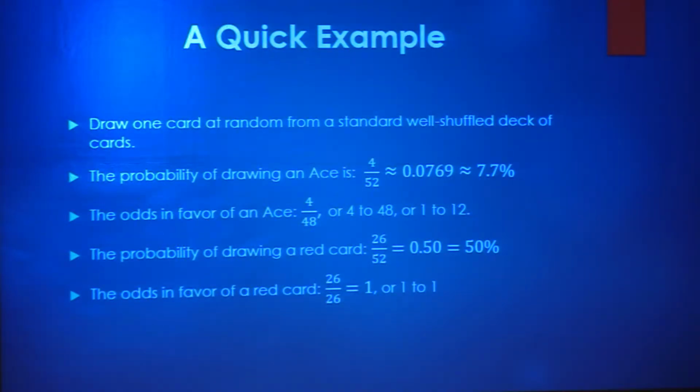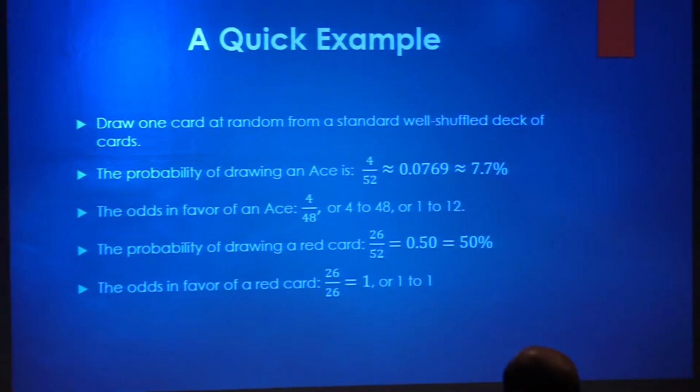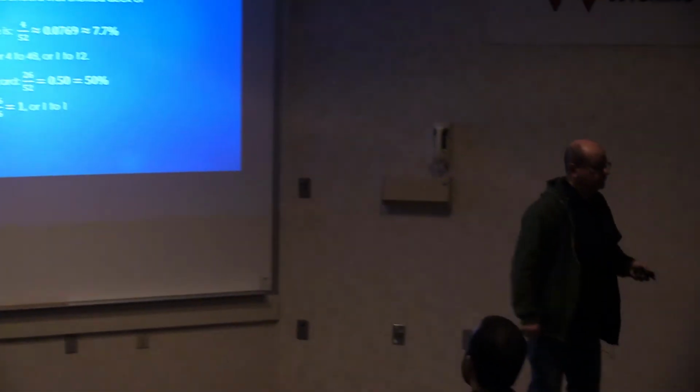The probability of drawing a red card is 50%. Half of your deck is comprised of red cards, and that's 26 out of 52, or 50%. But the odds is 26 to 26. I have 26 favorable and 26 unfavorable outcomes. So we usually say it's 1 to 1, or some people would say 50-50. Using the probability here, you have 50-50 chances of drawing a red card out of that deck. So as I said, both are telling the same story about an event, but in a slightly different way.